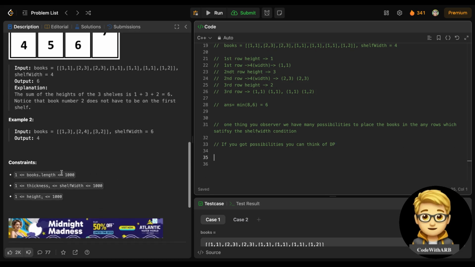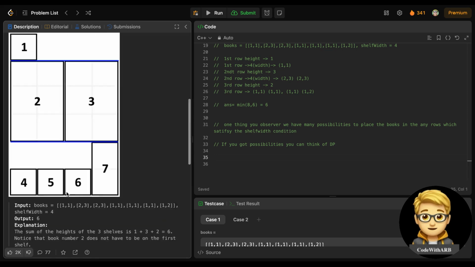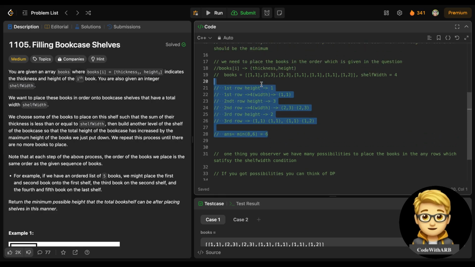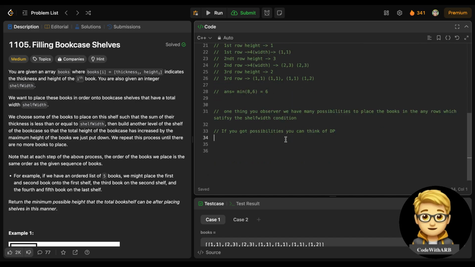And if you see, the constraints are very low, right? This is 1000, this is 1000, this is 1000. So I can think of DP for sure, since the constraints are also low, and there are possibilities, so I can think of DP, right?